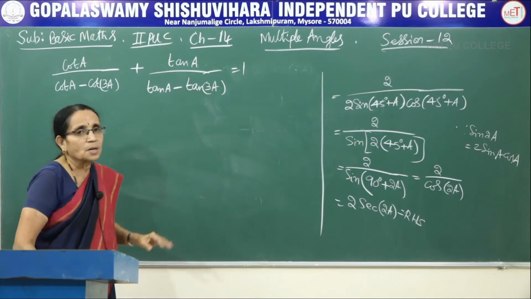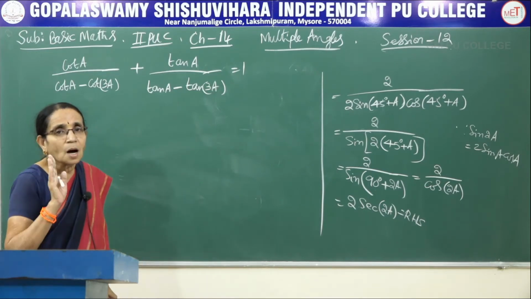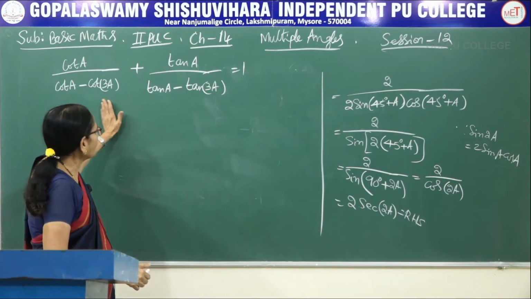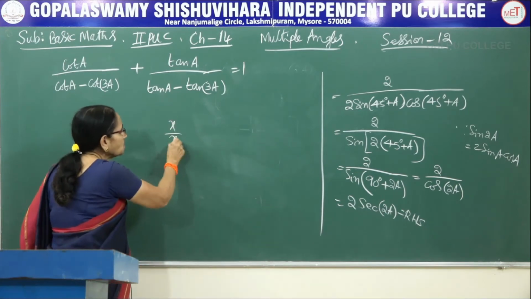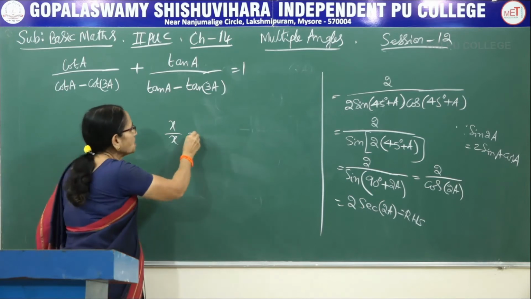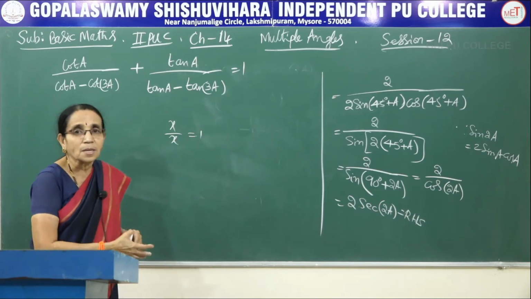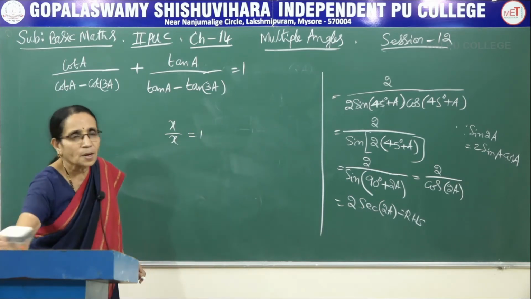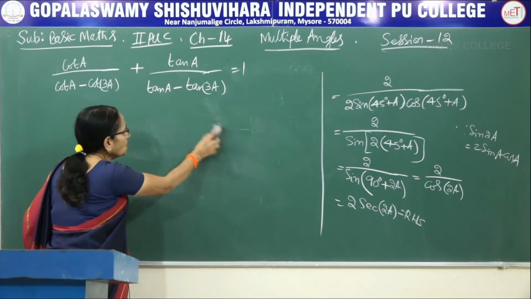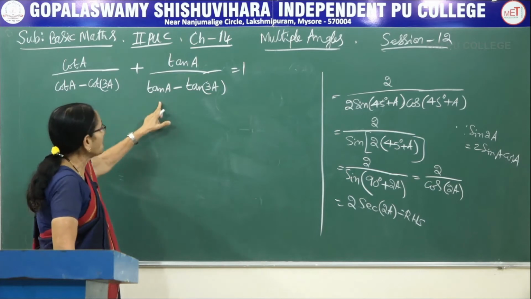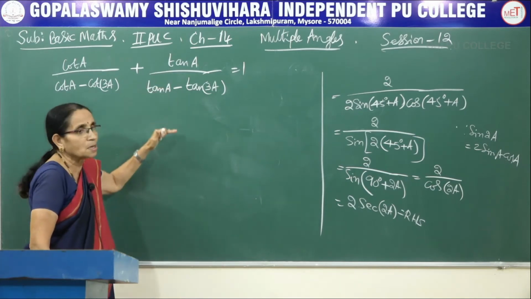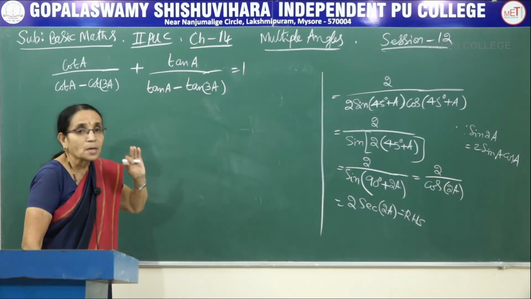Look at the right hand side here. It is 1. When do you get 1? This is a fraction, this is a fraction. Generally you know that if x is divided by x, we always get the number 1. That is, any number divided by itself, we get the number 1. That means that when you have to get 1 on the right hand side, here after adding, we should get a numerator and the denominator equal to each other.